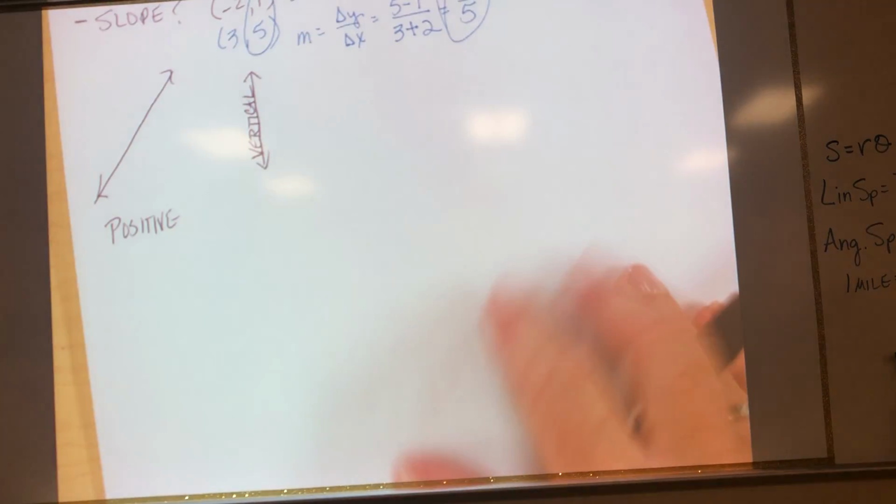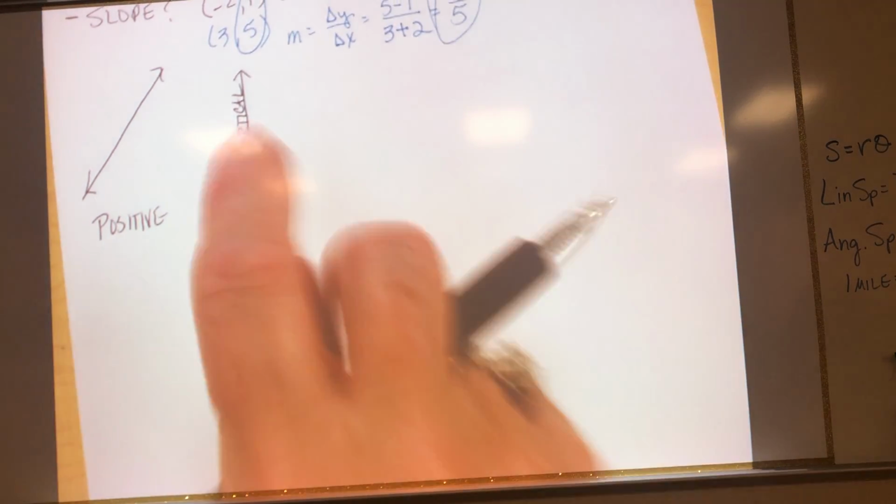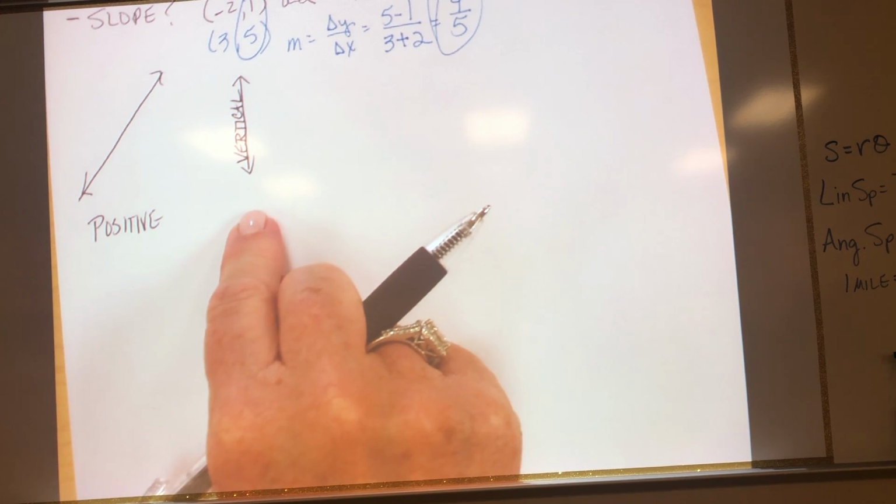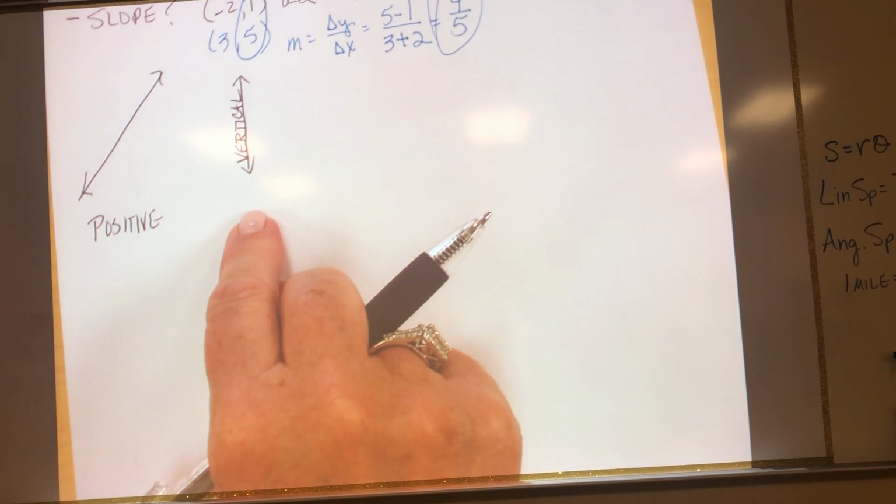Okay? A vertical line. All right? Now, does anybody know its slope? It's 0. It is not. That's 1. Y'all listen to me.